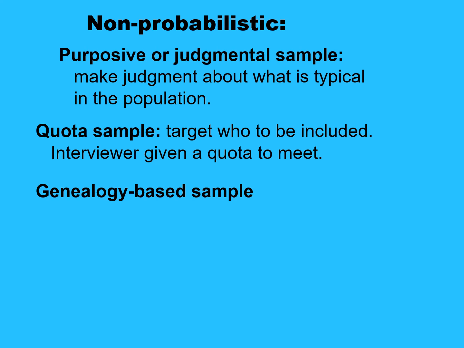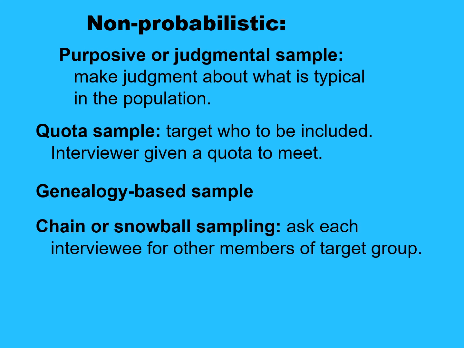A genealogy-based sample kind of tells you you're looking perhaps for different members of that family. Chain or snowball sampling is where you ask each interviewee for other members of the target group. This is a frequent sampling technique when you are interviewing specialists. Let's say that I knew of 2 really good herbalists, and when I interviewed them, I say, who else do you know who is also a really good herbalist? By asking each person, I would find yet another person to interview who was a specialist.